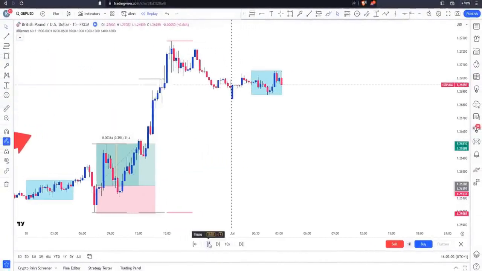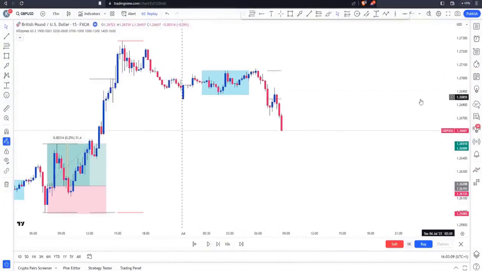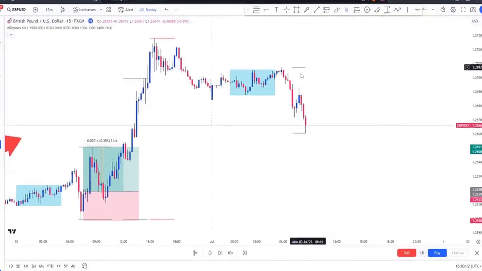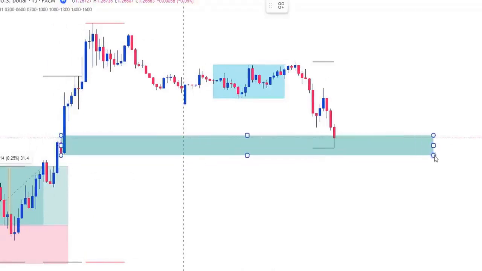And here is the next day. So we are watching this happen right here. Okay, the next day is here. Asian range, sweep of liquidity below, and price traded into this level, another block.